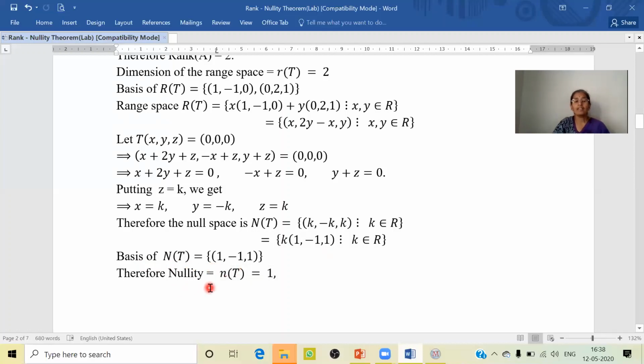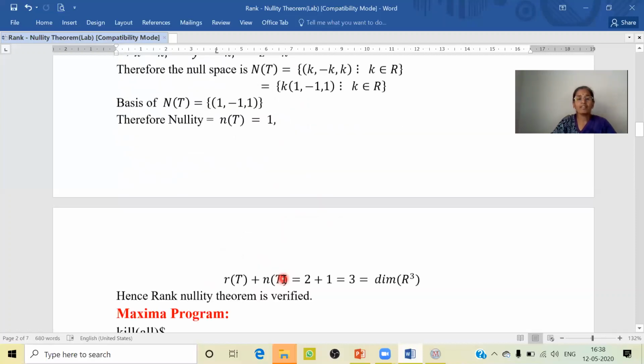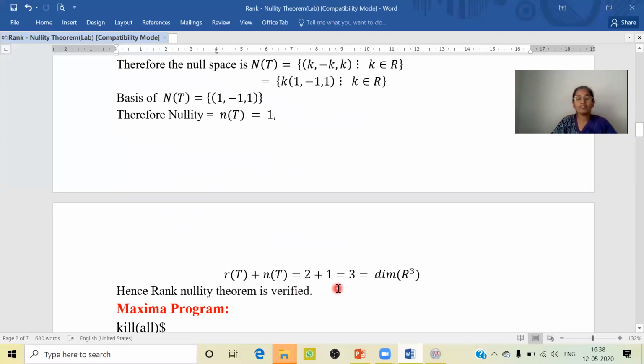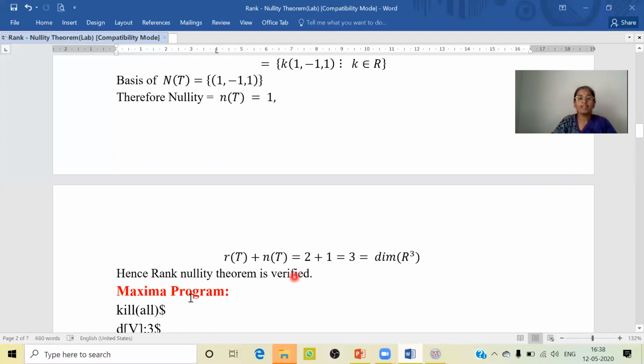Therefore, the nullity of N of T is equal to 1, since the basis contains only one element. Now we know the rank of the range space is 2, and the nullity is equal to 1. Therefore, rank plus nullity is equal to 2 plus 1, and that gives us 3. 3 is nothing but the dimension of the domain space R3. Hence, the rank nullity theorem is verified.